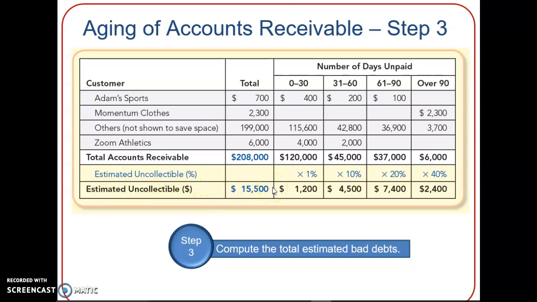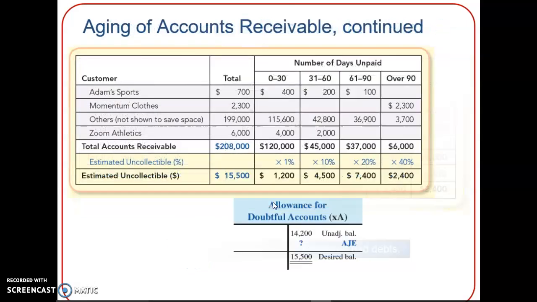So here, the method is done. We find out that the target estimated uncollectible accounts receivable amount is $15,500. So let's look at how we do that from a journal entry perspective, or how we use that information.